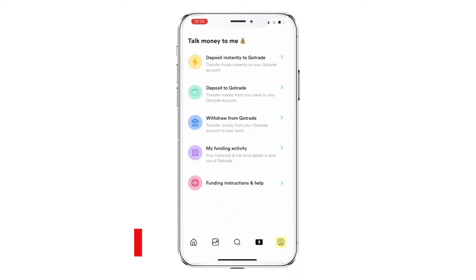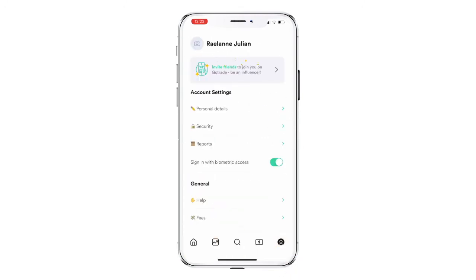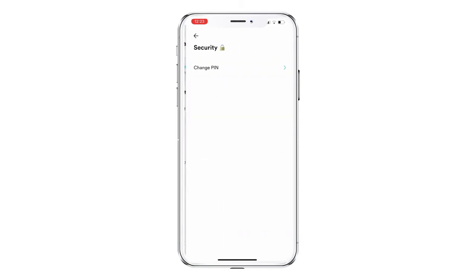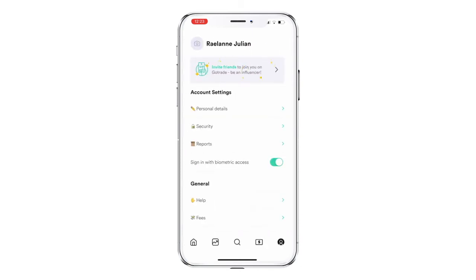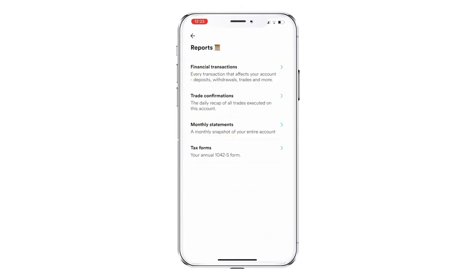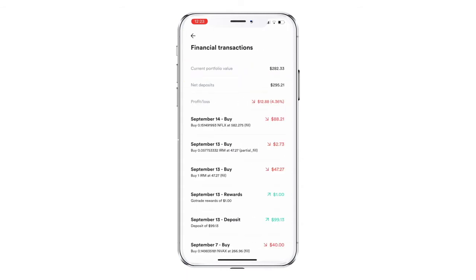The last tab is your account settings. You can edit your personal details, security, and view reports. Okay.